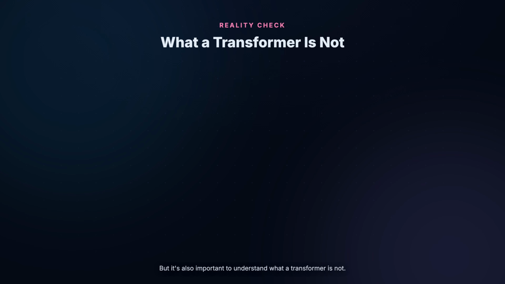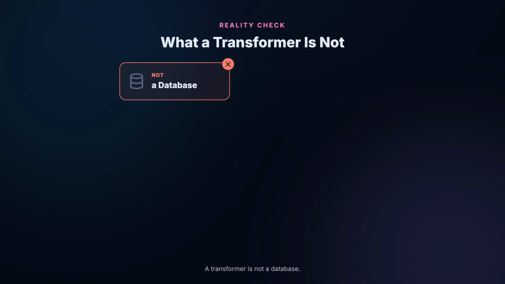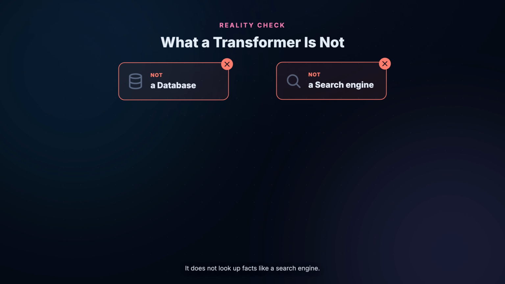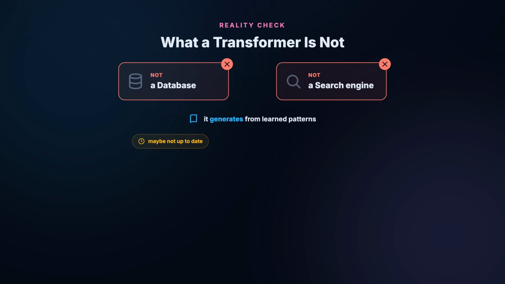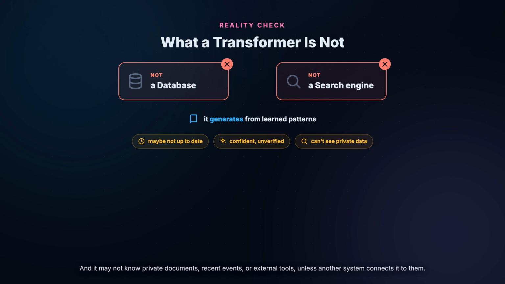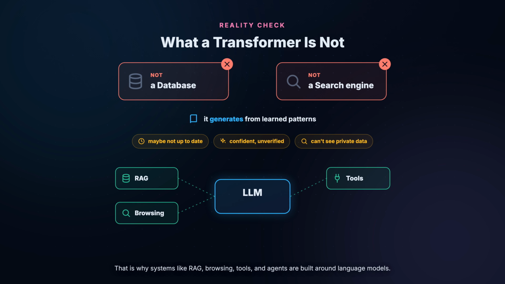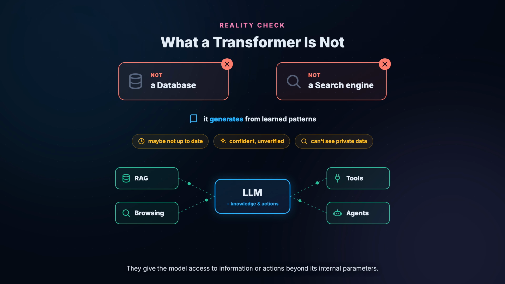But it's also important to understand what a transformer is not. A transformer is not a database. It does not look up facts like a search engine. By default, a language model generates based on patterns learned during training. That means it can be fluent without being up to date. It can sound confident without checking a source. And it may not know private documents, recent events, or external tools unless another system connects it to them. That is why systems like RAG, browsing, tools, and agents are built around language models. They give the model access to information or actions beyond its internal parameters.